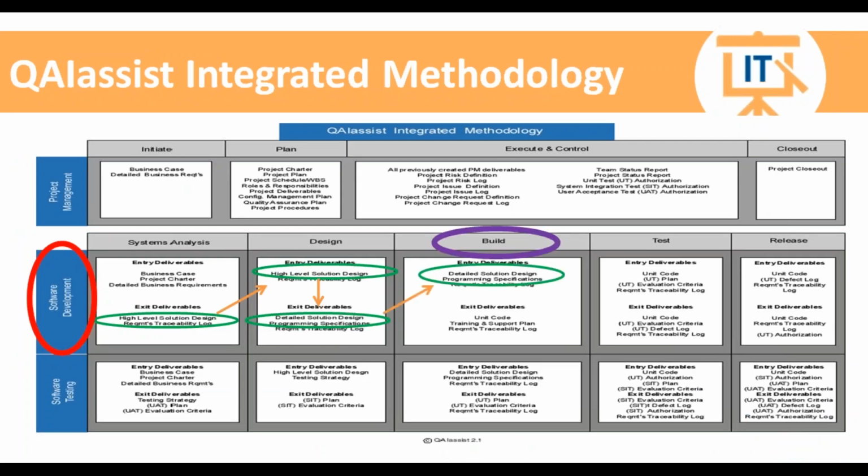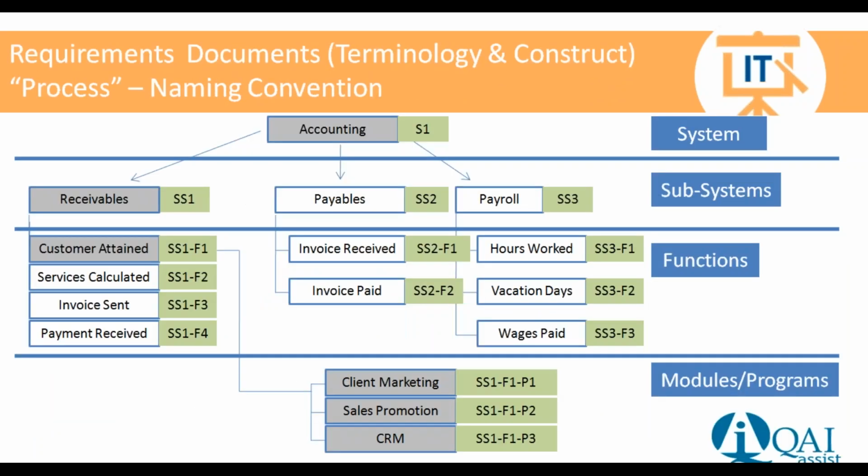Once we have the programming specification and the detailed solution design deliverables completed, we are then able to say, let's go and code. We can code. We know how many programming specifications. We know how many programs we have. So we can actually go and code.